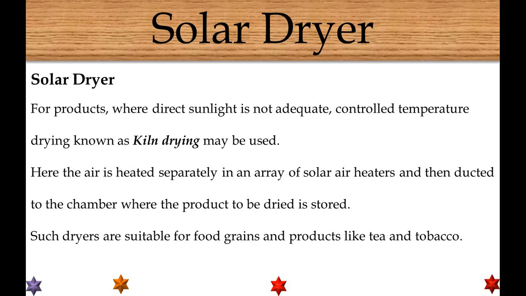For products where direct sunlight is not adequate, controlled temperature drying known as kiln drying may be used. Here the air is heated separately in an array of solar air heaters and then ducted to the chamber where the product to be dried is stored. Such dryers are suitable for food grains and products like tea and tobacco.